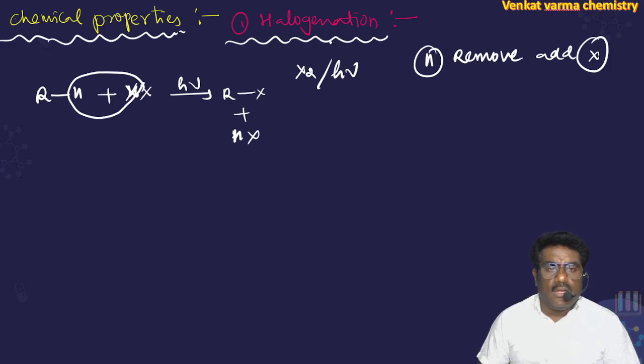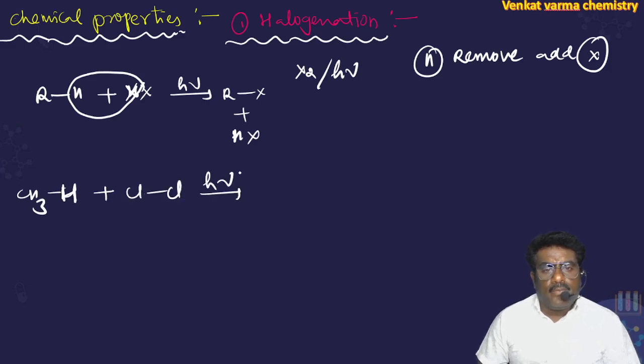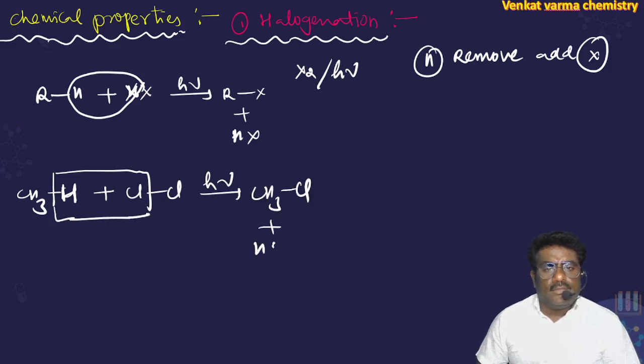This is halogenation. For example, methane in presence of chlorine and hν gives methyl chloride and HCl.